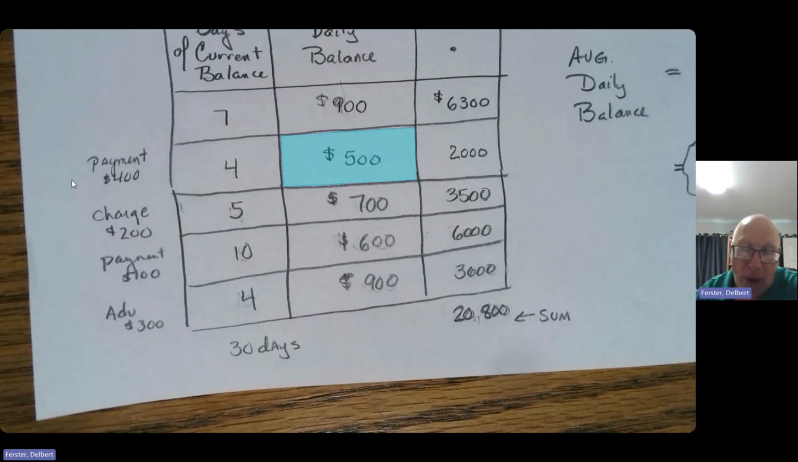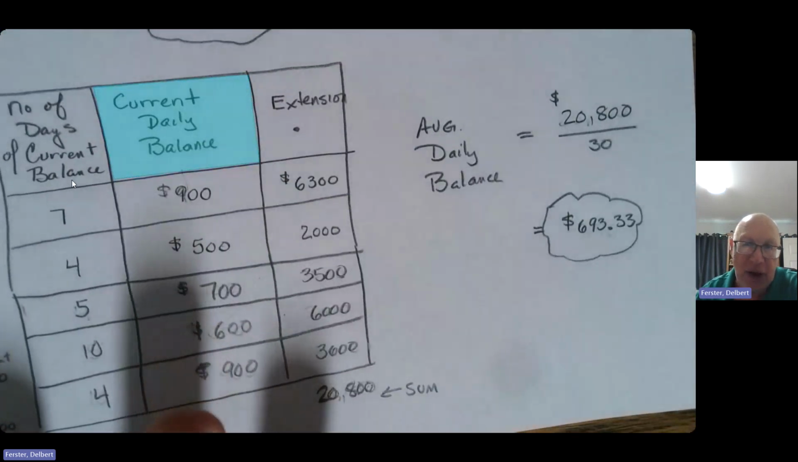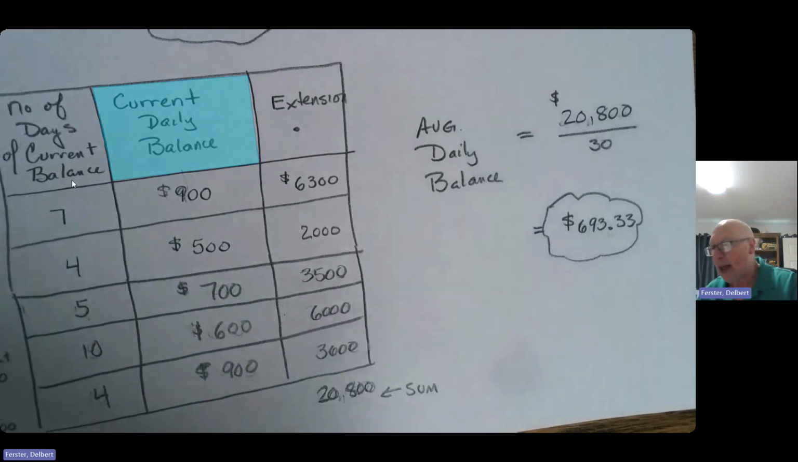Sum the number of days. So we already knew that was 30. Sum that right side column, get your total, what, 20,800. The average daily balance then is that division. It's the 20,800 divided by 30. So the average daily balance on this account turns out to be $693.33. The chart makes it useful.